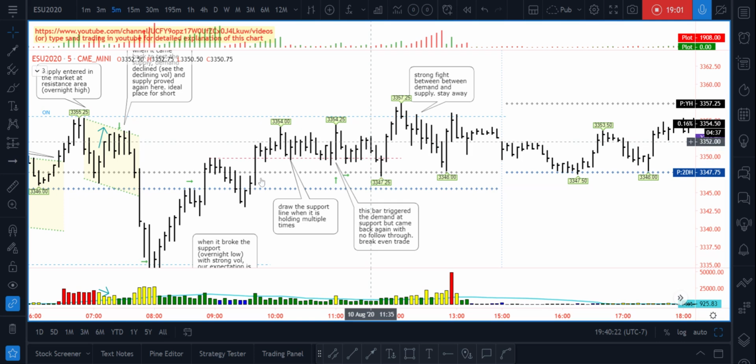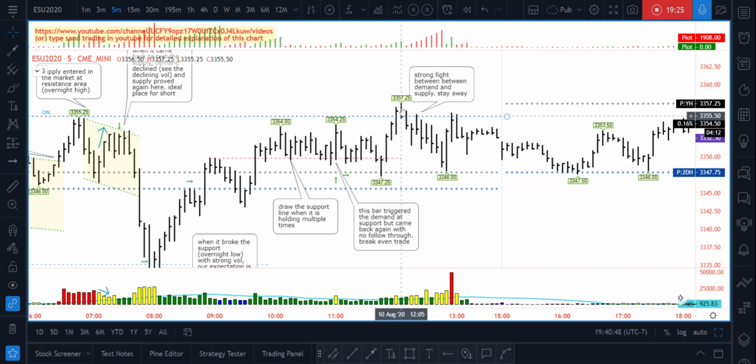Again, it comes down and touches yesterday's high, where the demand had broken previously, so it is kind of a test bar. But since it did not close above my resistance line, I did not take a trade. Had this closed above this one, I would have taken a long.